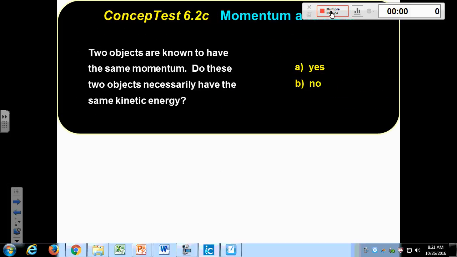Okay, two objects are known to have the same momentum. Do they necessarily have the same kinetic energy? Yes or no? All right, let's stop at 25.